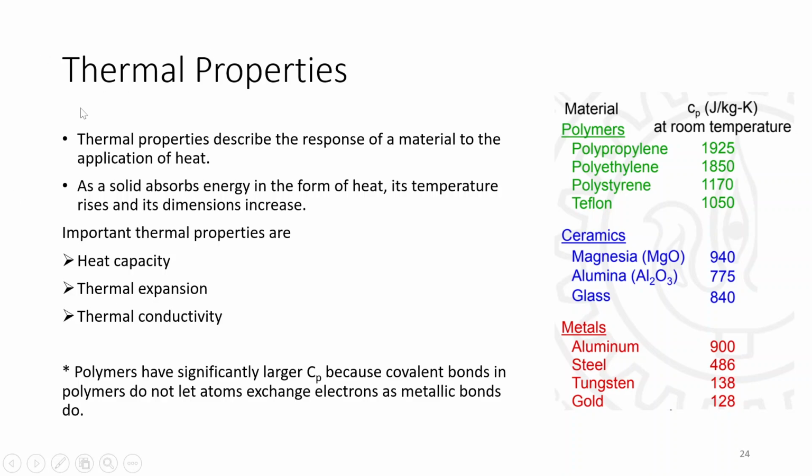Next is thermal properties. Thermal properties describe the response of a material to the application of heat. As a solid absorbs energy in the form of heat, its temperature rises and its dimensions increase. Important thermal properties are heat capacity, thermal expansion, and thermal conductivity. Polymers have significantly larger heat capacity because covalent bonds in polymers do not let atoms exchange electrons as metallic bonds do. So polymers have very high heat capacities compared to ceramics and metals.